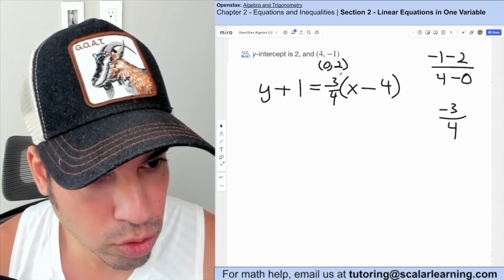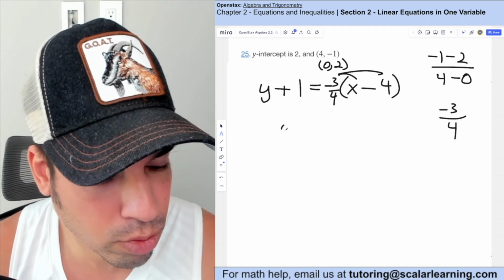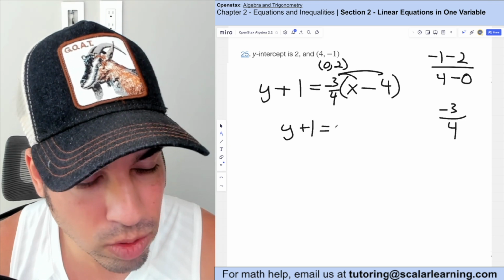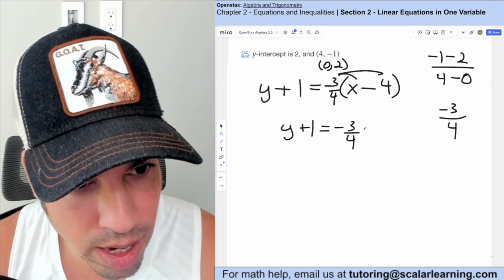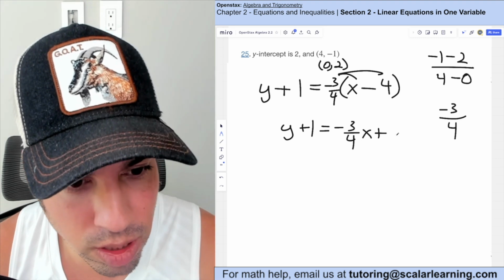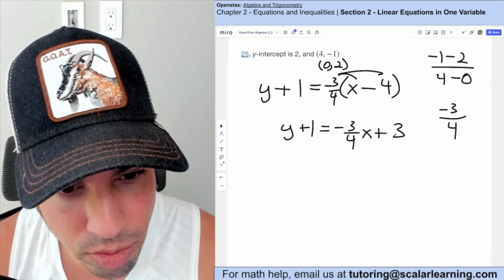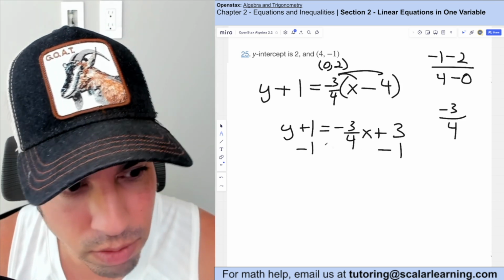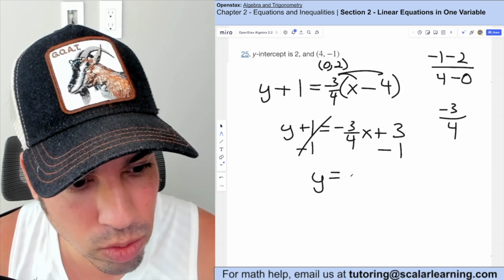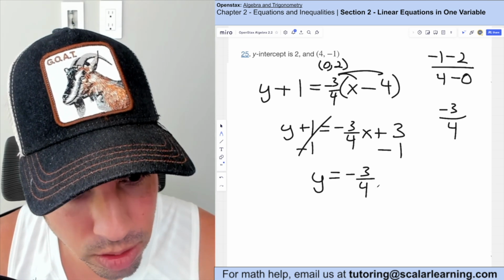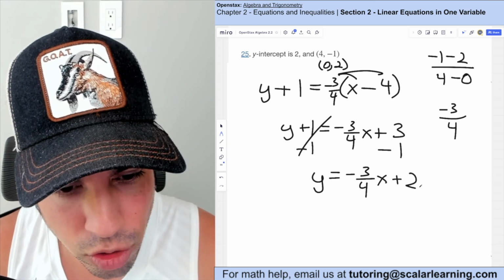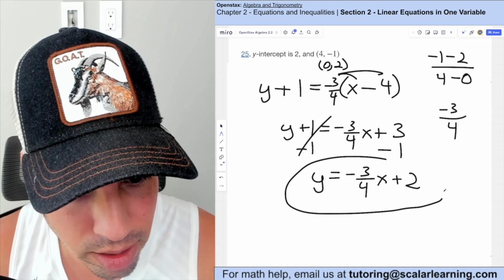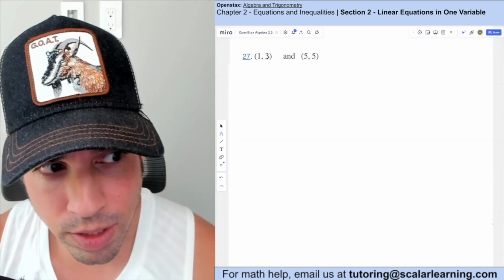Now to convert to slope-intercept form, I'm going to distribute that -3/4. I got y plus 1 equals -3/4 x plus -3/4 times -4 is +3, right? The negatives cancel out. Last but not least, I'll subtract 1 from both sides, and I get y equals -3/4 x plus 2. 3 minus 1 is 2. There's your answer. Done.